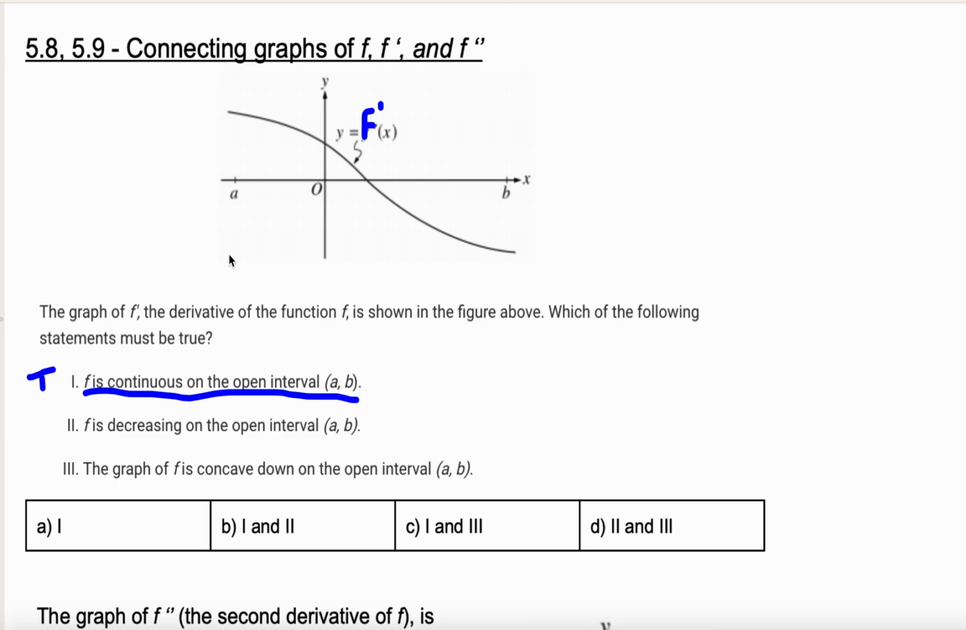The second, you're decreasing on the open interval a to b. That is false because if we are looking at f prime, all of these coordinates are showing negative f prime, which is decreasing. But up here we have increasing. So because of all this, that's false.